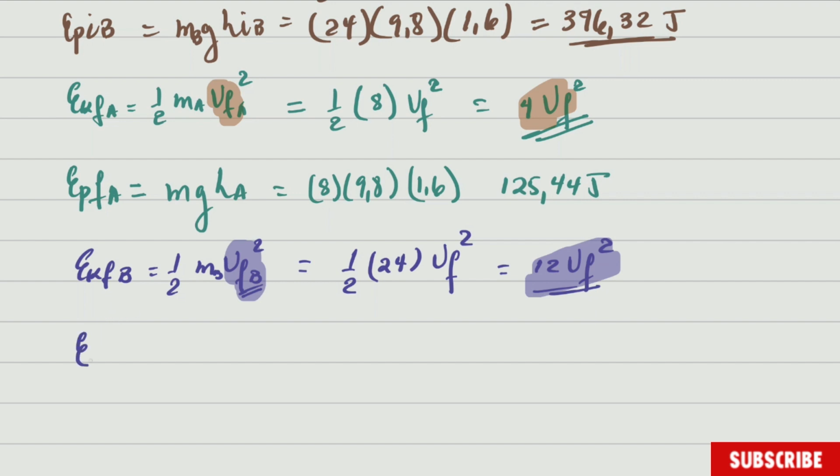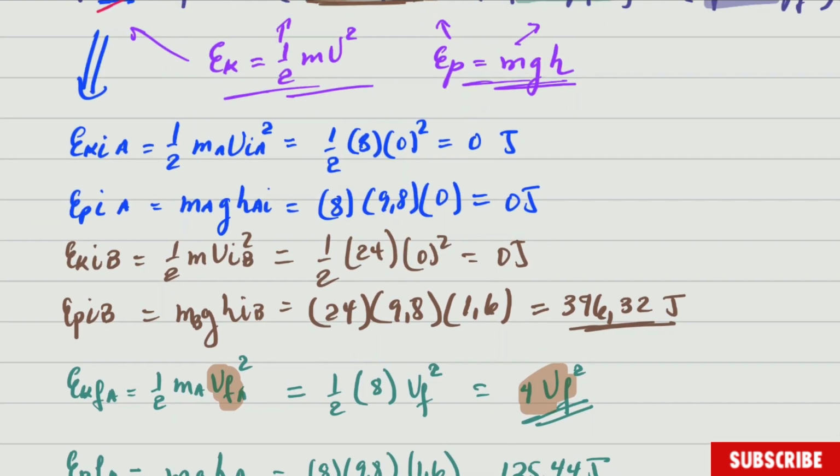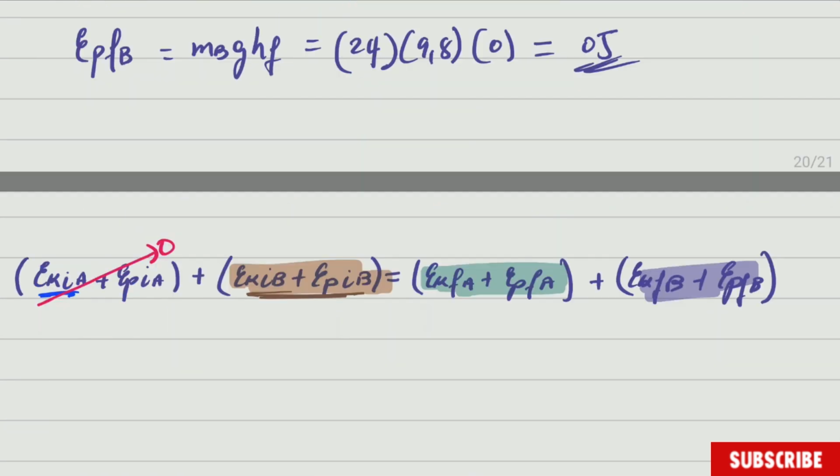Let's go to potential energy final for B. Potential energy final B is equal to mass B, acceleration due to gravity, final height, and if you substitute this, 24 multiplied by 9,8 multiplied by the height, which is going to be 0 because it's when it's going to be at the ground. So this one for B is going to be equal to 0 joules. Now guys, we have all the numbers we need to substitute in here. So let's now substitute everything we have.